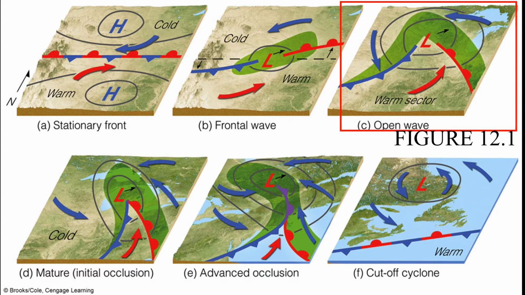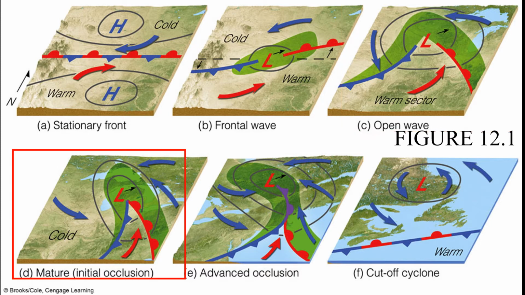So as the open wave moves eastward, its central pressure continues to decrease and winds blow more strongly as the wave quickly develops into a mature cyclone, which you are seeing in picture D. The fast moving cold front constantly comes closer to the warm front and squeezes the warm sector into a smaller area.